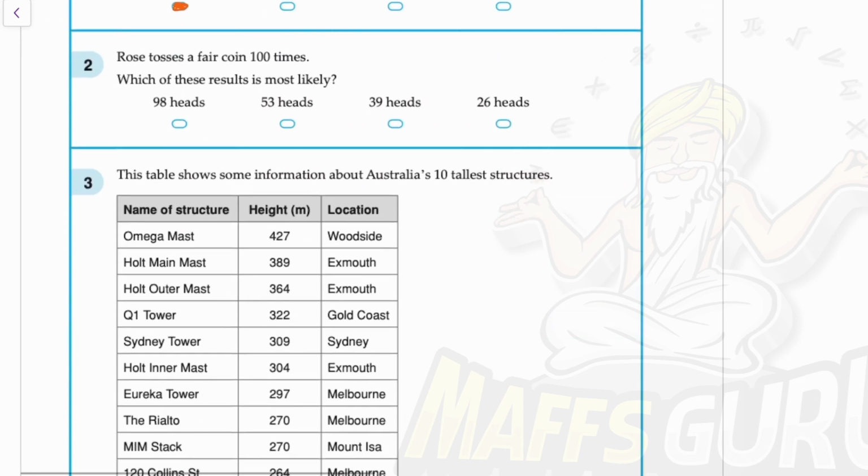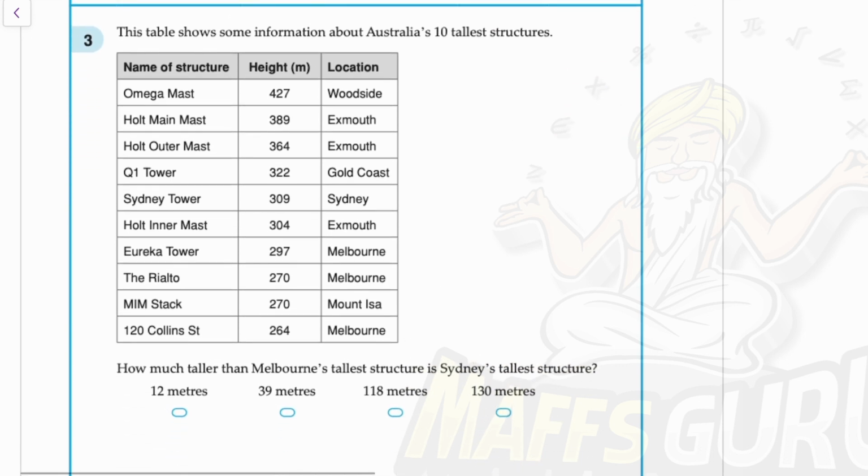Rose tosses a fair coin 100 times. Well, if it's fair, it means the probability of getting a head is a half and a tail is also a half. Which of these results is most likely? Well, if it's fair, we're going to get roughly half heads and roughly half tails, which would suggest that 53 heads would be the one. That's testing your understanding of fairness and coins and probability.